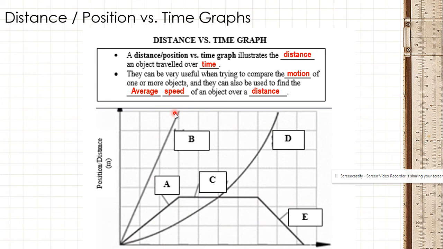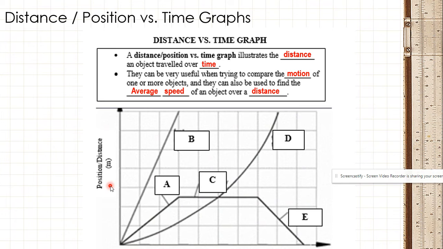They can be very useful when trying to compare the motion of one or more objects, and they can also be used to find the average speed of an object over a distance. So if we look at this position or distance versus time graph here, it has each line labeled, right? So let's describe the motion at each of these.